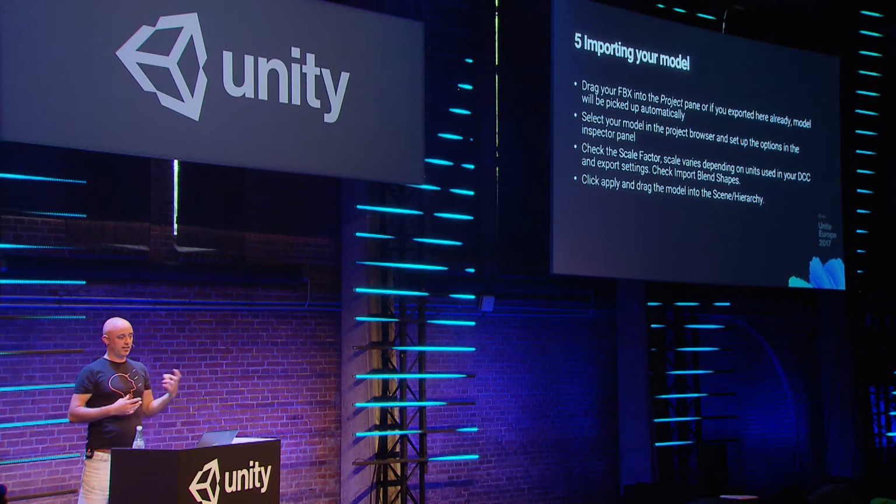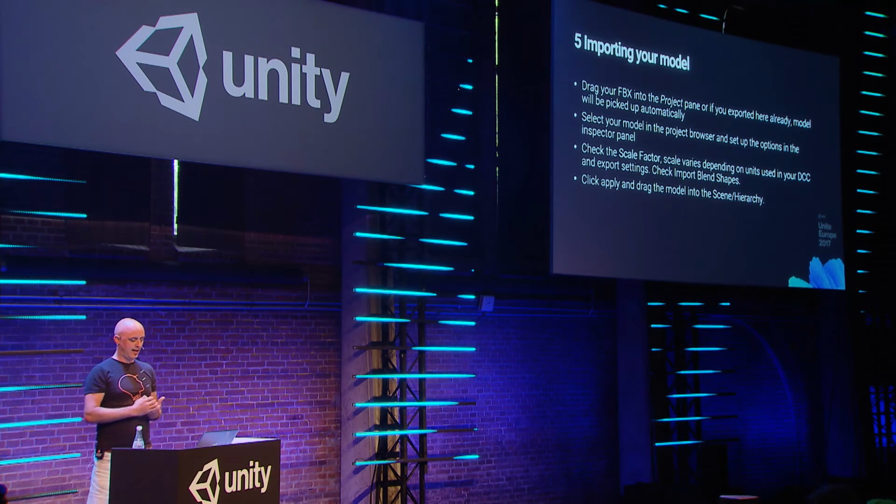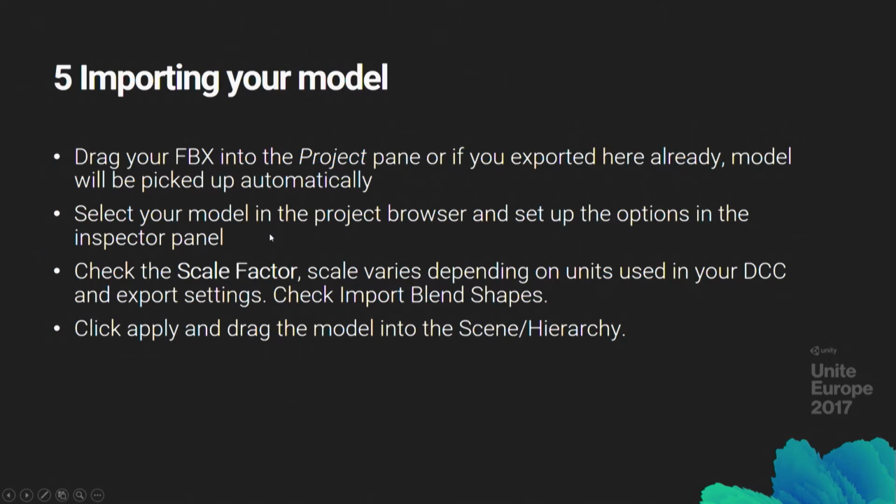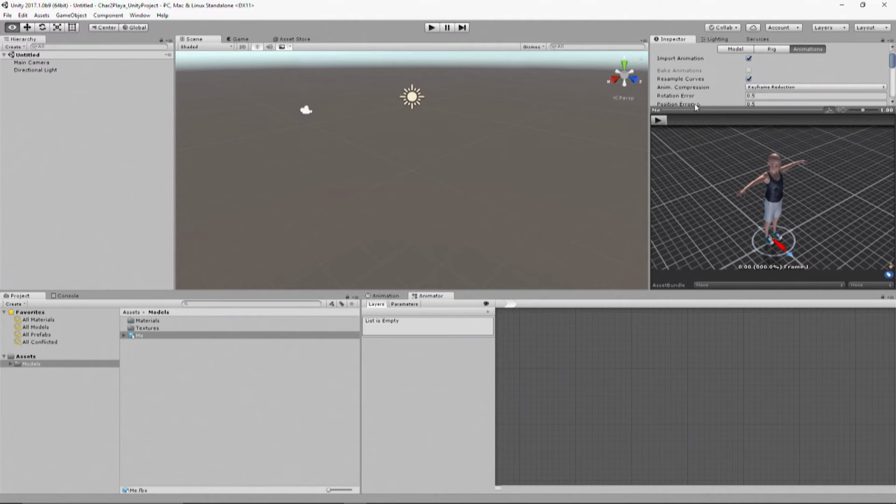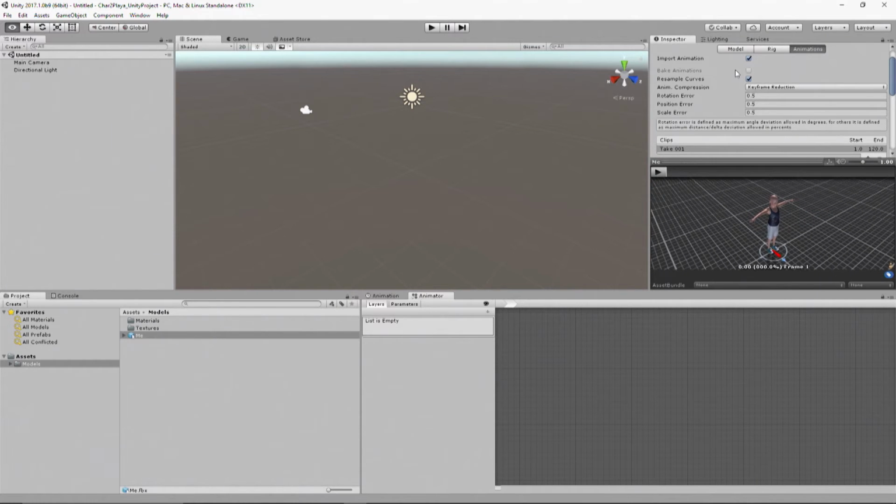And that's quite important because it determines how many iterations of that model you can bring in without constantly creating new materials. So have a think about that. But to start off with, it will just import and create some materials for you. So you can select your model in the project browser and set the options in the inspector panel. So this is where we have a little look at what's going on at import time.